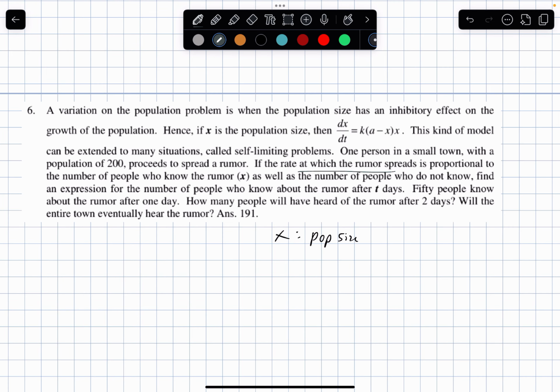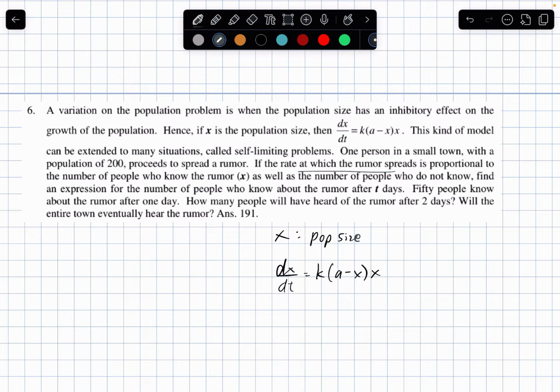A variation on population problem is when population size has an inhibitory effect on the growth of the population. So population size is going to be our x value. Then dx over dt is equal to k times quantity a minus x times x. Okay, so we're given an equation. This kind of model can be extended to many situations called self-limiting problems.